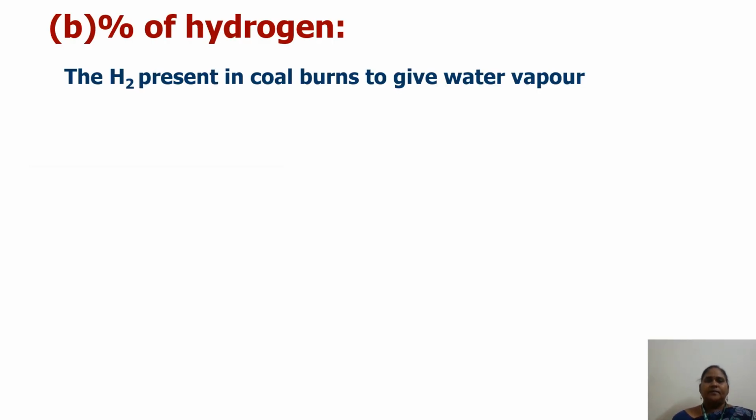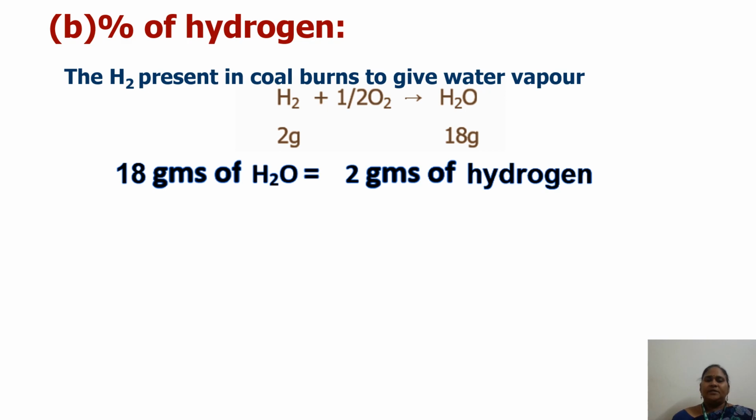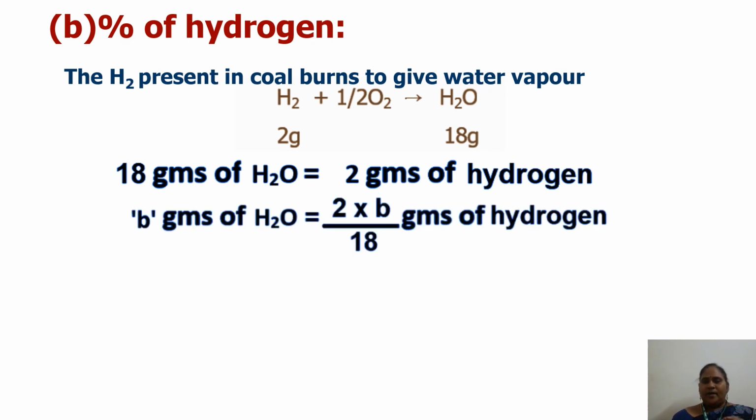Percentage of hydrogen. The hydrogen present in coal burns to give water vapor. The weight of hydrogen is 2 grams and the weight of H2O is 18 grams, which means 18 grams of H2O contain 2 grams of hydrogen. This H2O, which is formed in our experiment, is absorbed by the known weight of calcium chloride tube. Let us consider it as B grams, which is given as B grams of H2O is equal to 2 into B divided by 18 grams of hydrogen.